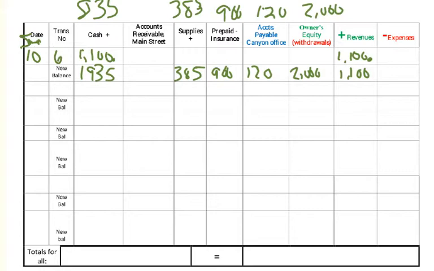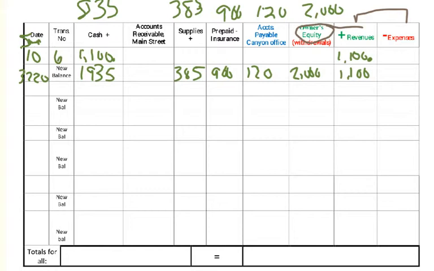Remember, with this expanded accounting equation, these two accounts are the ones that affect owner's equity now, and that's what we're learning. So we're going to add it up and say, okay, we have $1,935 in cash, $385 for supplies, $900 for insurance. So now, Mr. Delgado, you have $3,220 in assets. Now, does that equal what you owe and what you've invested in the company?